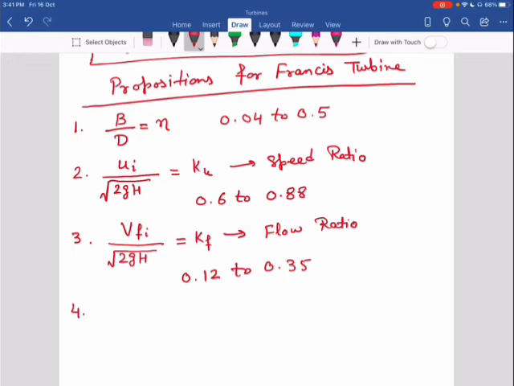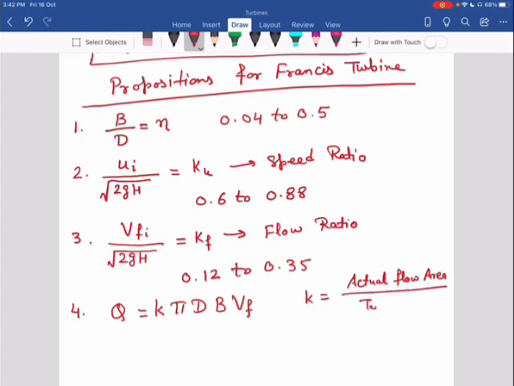The next is the formula for discharge through Francis turbine, that is Q equal to pi dB into Vf. So if we consider the blade thickness, then this total discharge Q is on the lower side. So I have to then multiply by a small k. Okay, so k is the factor when I have to consider the thickness of the runner blades. So k we call the ratio of actual flow area to the total area.